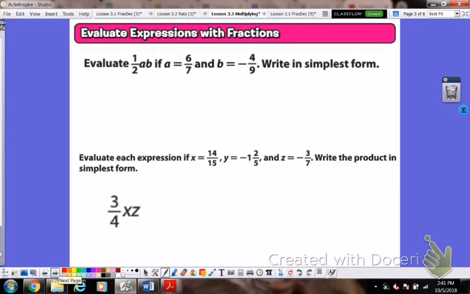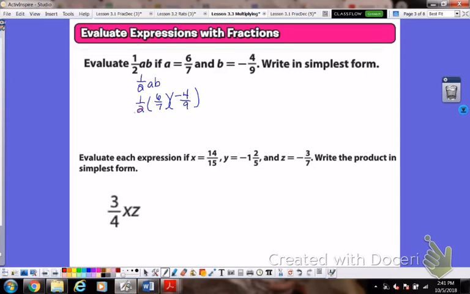All right, same idea but with evaluating. So we have 1/2 AB. We show our substitution. 1/2 times A is 6/7. B is -4/9. Notice I moved the negative into our numerator already. So we're just going to multiply these first two together first.